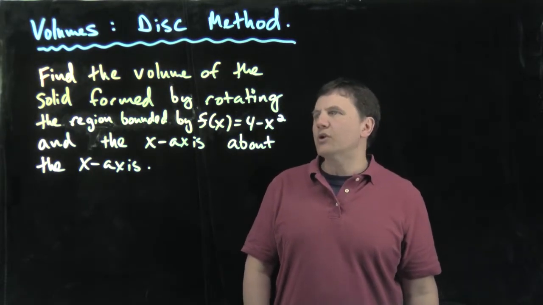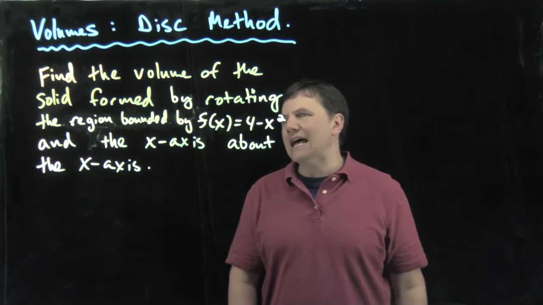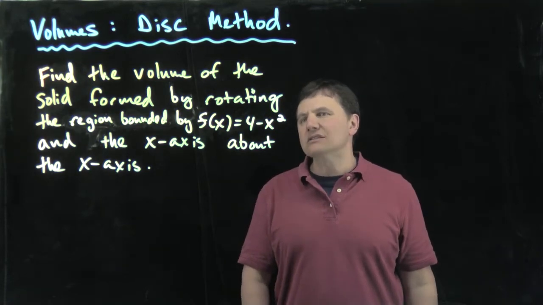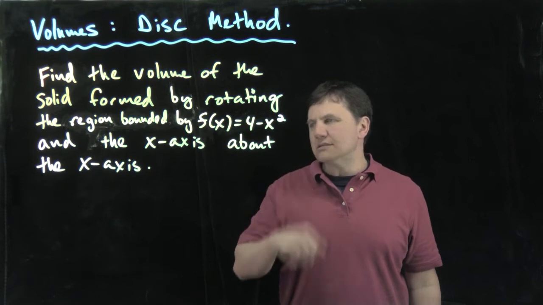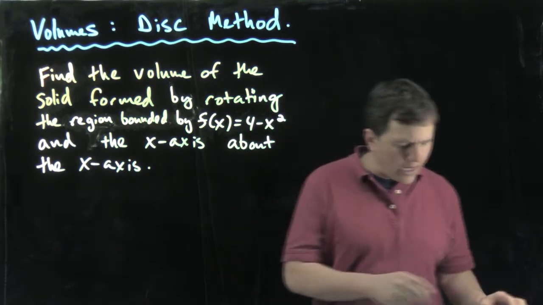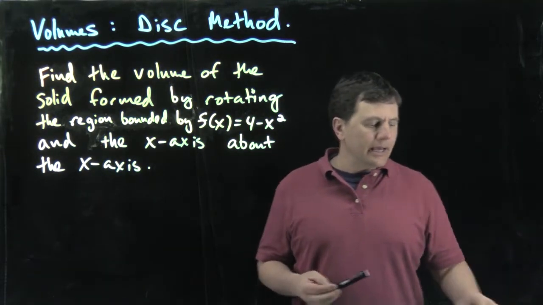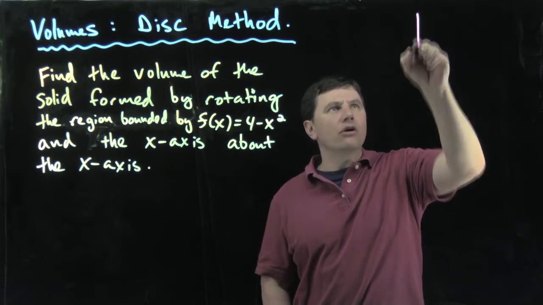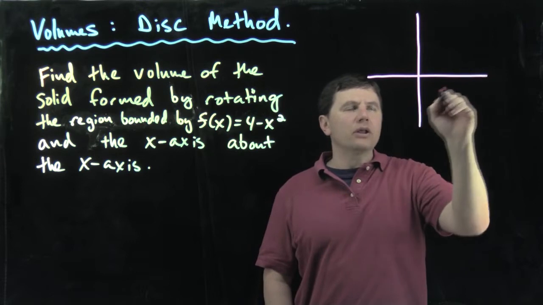So we're going to start here with a pretty basic one. We're going to find the volume of the solid formed by rotating the region bounded by f of x equals 4 minus x squared and the x-axis, and we're rotating it about the x-axis. So let me try to draw a picture of what that's going to look like. Please forgive me as far as my drawings go. I don't tend to do the best job with this, but I'll do my best.